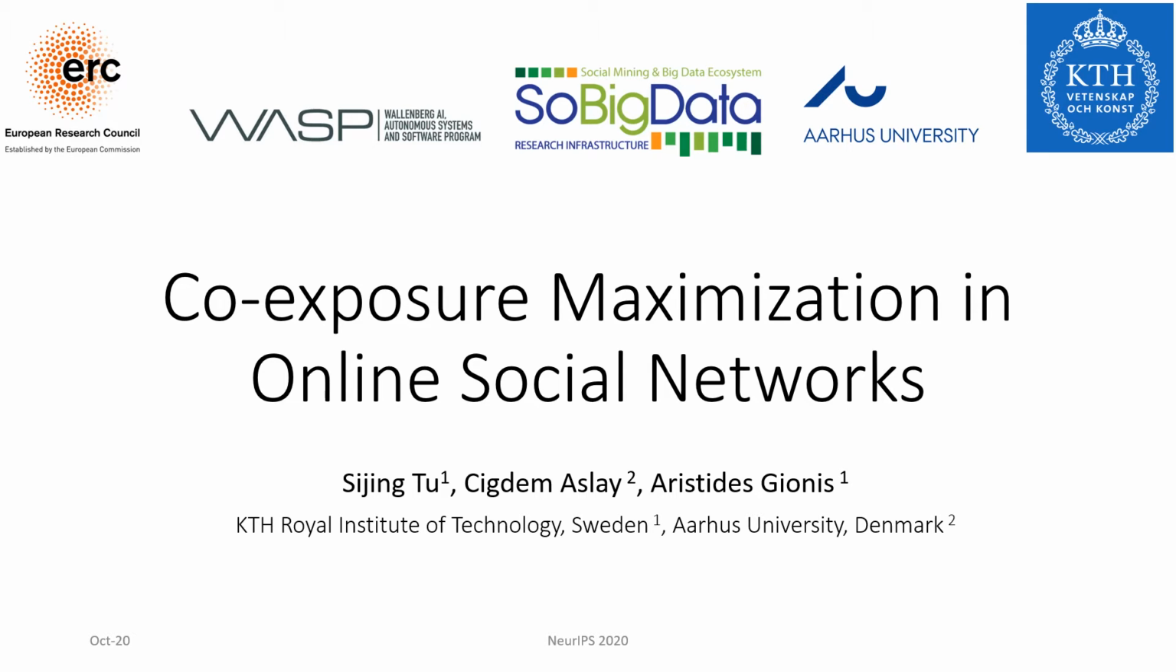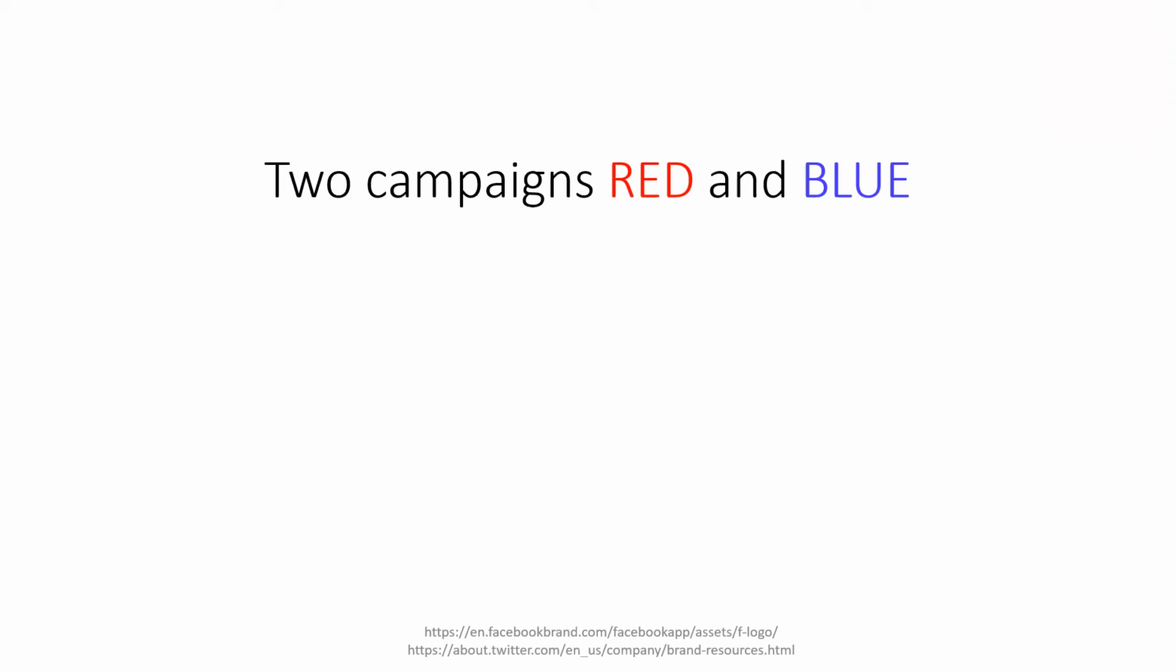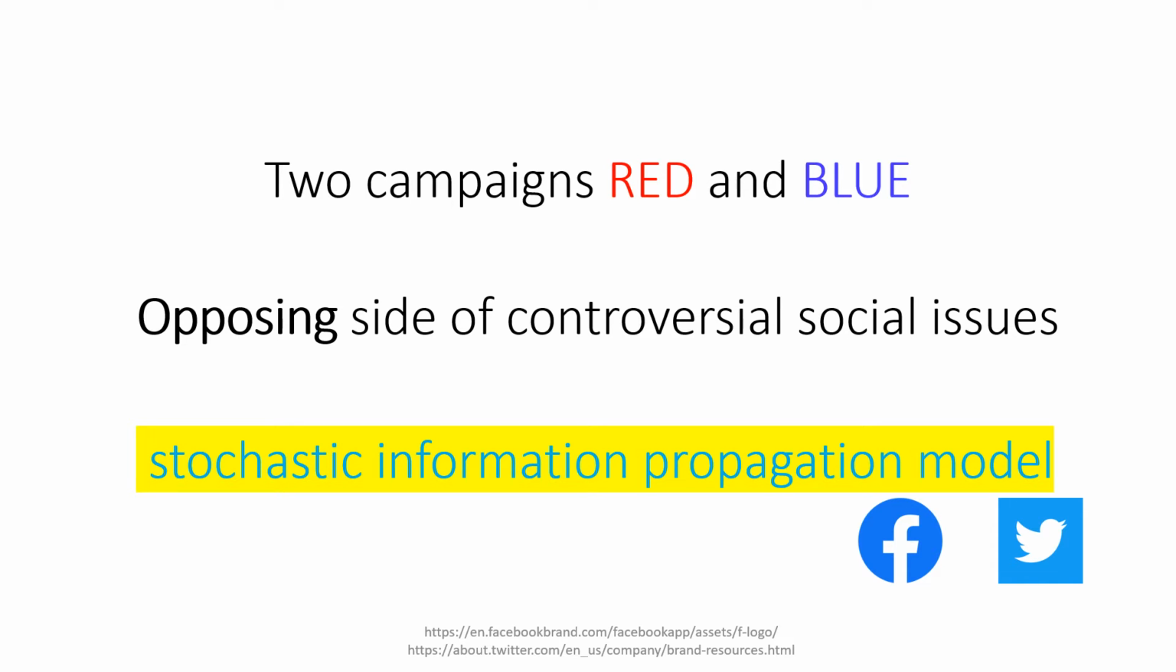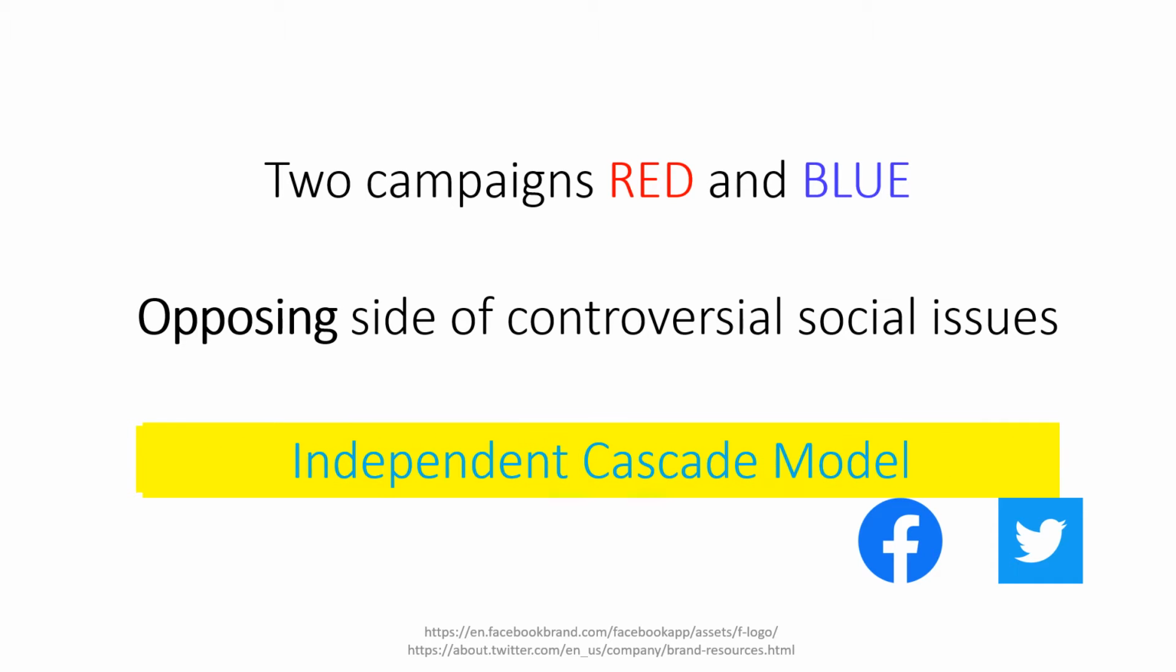Co-exposure maximization in online social networks. Assume there are two campaigns, respectively red and blue, in the social networks, which stand for opposing sides of controversial social issues. They want to promote their opinions through viral marketing services, for example, from Facebook and Twitter. We apply the classic stochastic information propagation model, that is, the independent cascade model, to build the opinion transmissions.